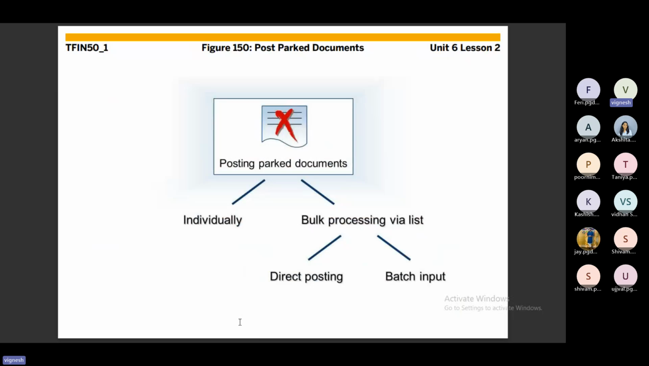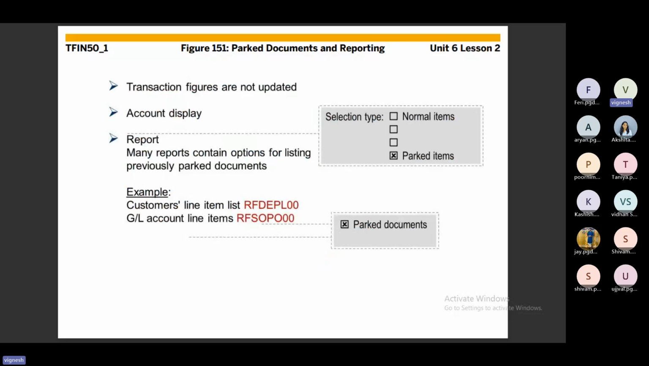So there is individual processing that I have done for you. Bulk processing is a backend activity. Direct posting is done. Batch input sessions will be created for that, and it will get posted. So the transaction figures are not updated. Account display reports will be generated. So there are many report options for listing: previously for POC documents, customer line items, POC documents, normal items. So all this we can generate as reports. Okay.